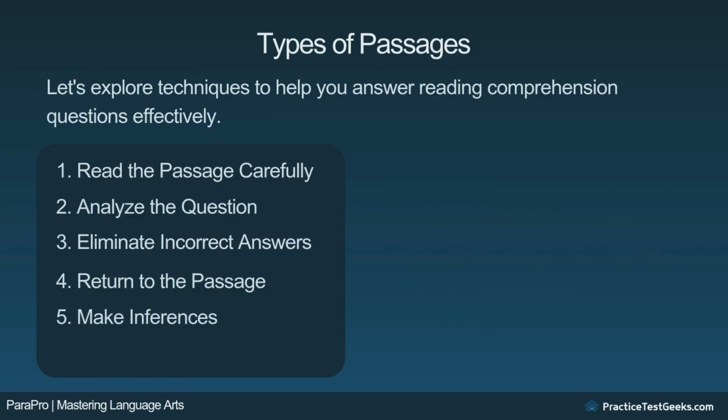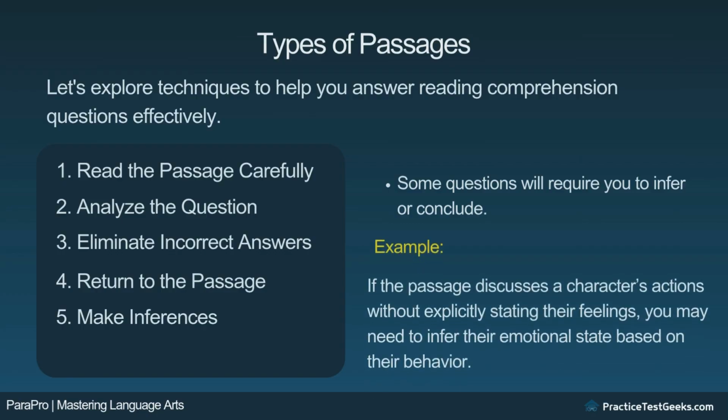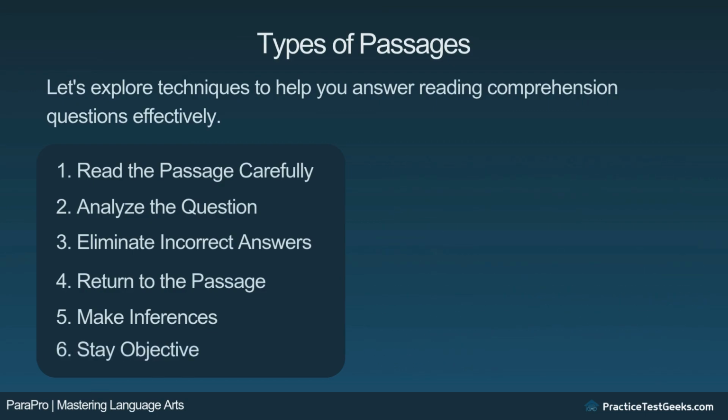Step 5. Make inferences. Some questions will require you to infer or conclude based on information not directly stated in the passage. Use clues from the text to make logical assumptions. Example: if the passage discusses a character's actions without explicitly stating their feelings, you may need to infer their emotional state based on their behavior. Step 6. Stay objective. Be mindful of your personal opinions or assumptions. Base your answers strictly on what is stated or implied in the passage, not on external knowledge or beliefs.